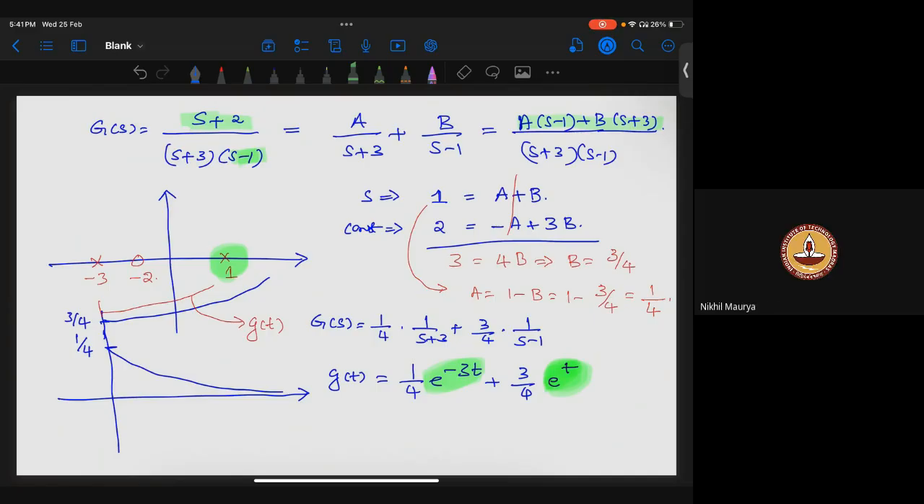Sir, do we next need to find g(t) in every question? Sorry, no, you are finding it just to check. Just here itself we can decide by looking at these two poles. The g(t) time response we are seeing. By looking at the time response, we can decide.